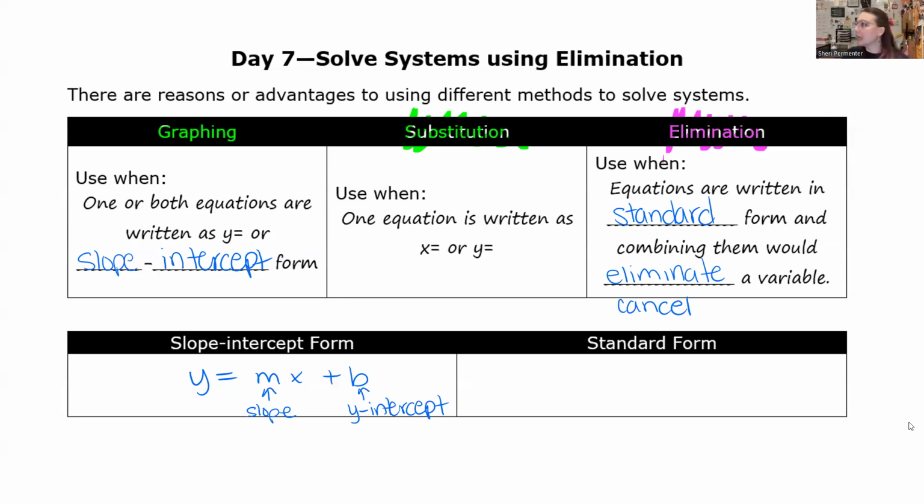Standard form. Nobody likes standard form, but it's actually pretty powerful, and it's nice if you want to use elimination. So standard form looks like this. AX plus BY equals C. So this is when you have the system and it's set up in columns where you've got your X part, your Y part equals some constant or some number. And so if you look at example number 1, you'll see that they're set up like that. You've got X's, and then you have Y's, and then you have a number at the end.